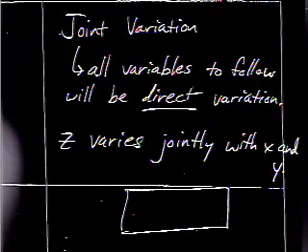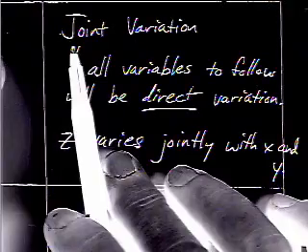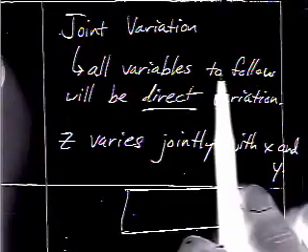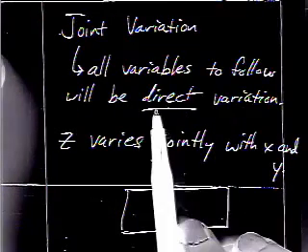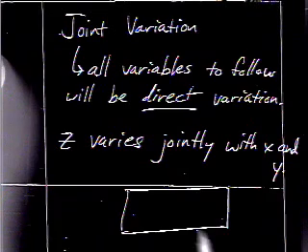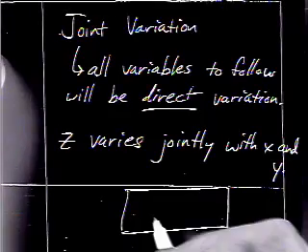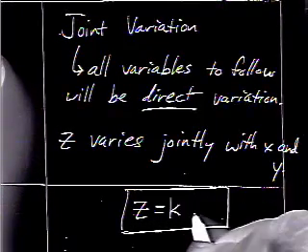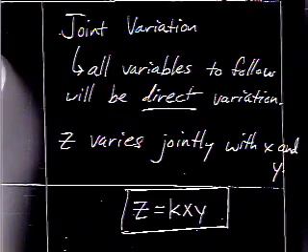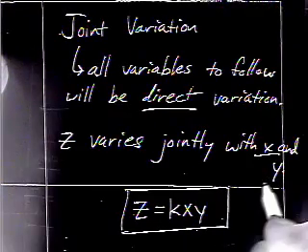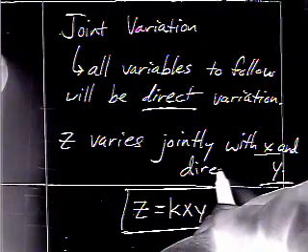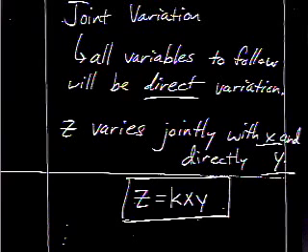Now, there's a term called joint variation. When you see the term joint variation, that means that all the variables to follow will be directly related, or direct variation. So when you see something like this, z varies jointly with x and y. That means z equals k times x times y. It is all the variables to follow are directly related. But because there's more than one, we don't want to say directly with x and directly with y. We say varies jointly. That's telling us exactly what's going on there.